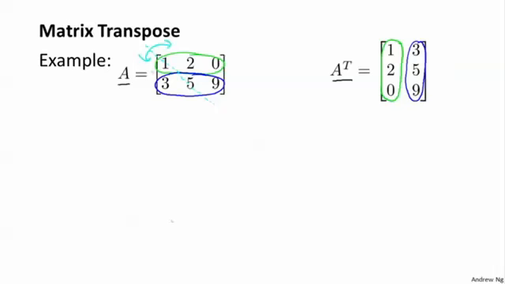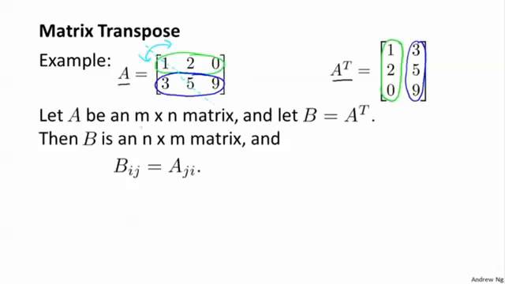Okay? So here's the more formal definition of a matrix transpose. Let's say A is an M by N matrix, and let B equal A transpose. Then B is going to be an N by M matrix, with the dimensions reversed. So here we had a 2 by 3 matrix, and so the transpose becomes a 3 by 2 matrix. And moreover, B_ij is equal to A_ji. So the ij element of matrix B is the ji element of the earlier matrix A.